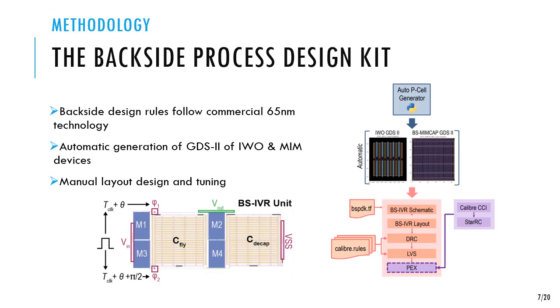Additionally, we create an automatic P-cell generator, or parametric cell generator, such that we can easily generate GDS2 layouts of our primitive devices, which are IWO and MIM capacitor devices, so that we can repeatedly iterate through different layouts as fast as possible. Given our PDK is fully compiled, we leverage Cadence Virtuoso to do schematic and layout design, and we use Siemens Calibre to do DRC, LVS, and then we use Synopsys StarRC to do parasitic extraction.